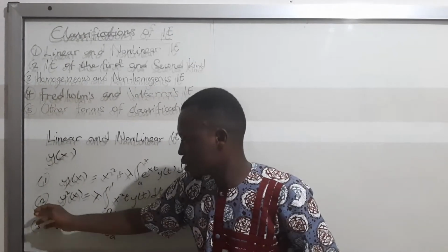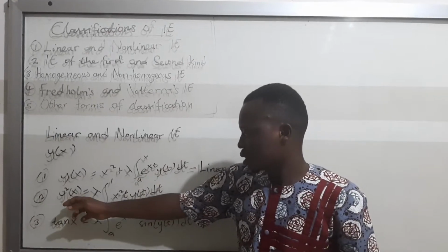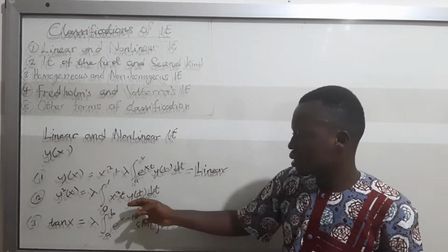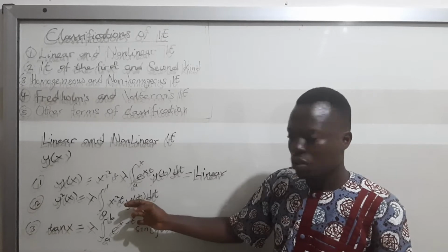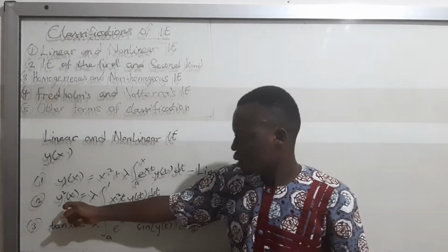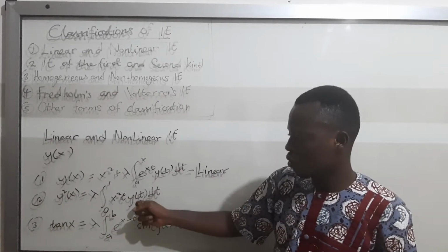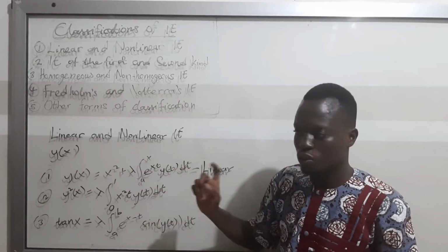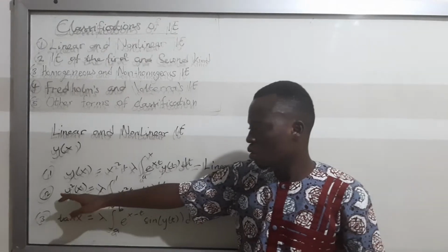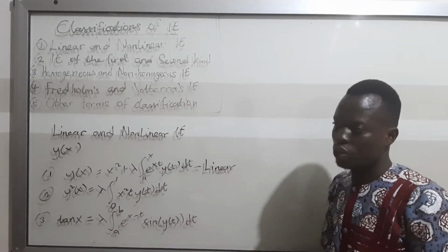Moving on to the second equation, this is our unknown function, and it also appears under the integral sign here. You can easily see that the power of the unknown function on the other side is using the power 2, and the one under the integral sign is using the power of 1. Since this one is using the power 2, it makes the integral equation non-linear.